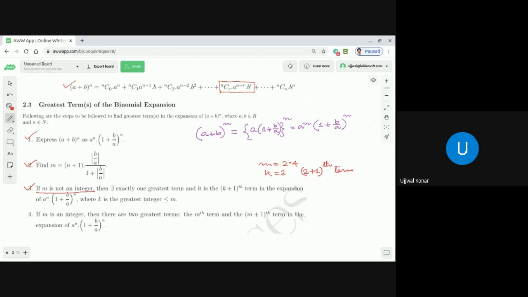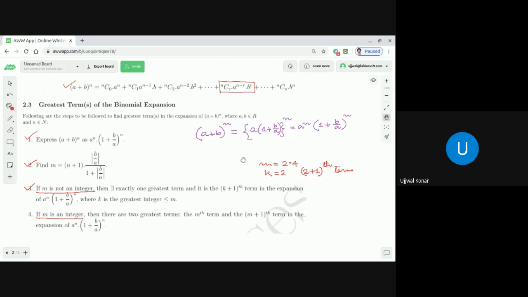If m is an integer. Now first we discussed when m is not an integer. Now if we get m is an integer, then there are two greatest terms. It is the mth term and m plus 1th term in the expansion of a power n into 1 plus b by a power n. Correct, my dear students? Got it?